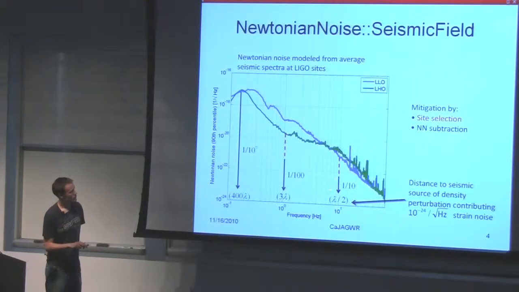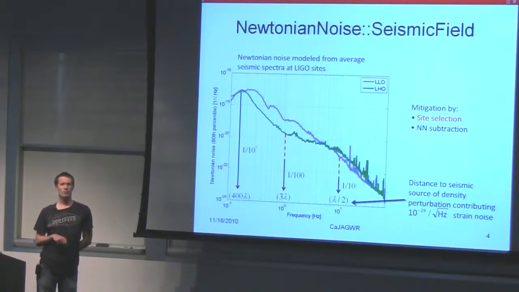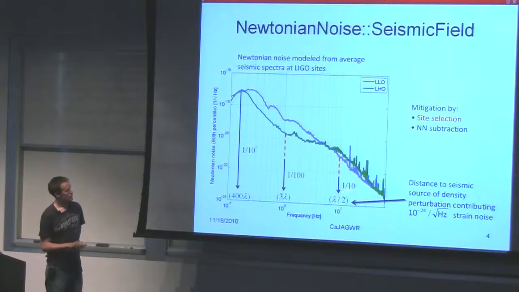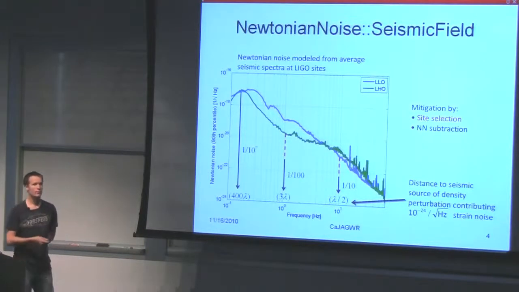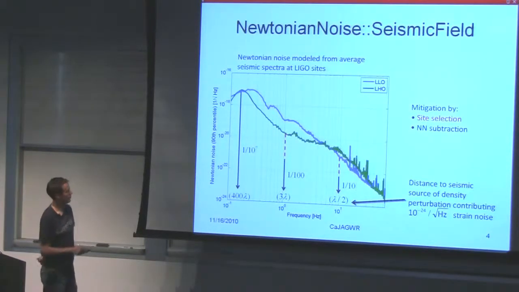If you want to subtract 90% of the Newtonian noise, then you have to consider a volume, like a sphere around your test mass, which has a radius of lambda half, where lambda is the seismic wavelength. So at 10 Hertz, this could be like 200 meters for body waves, or as small as 10 meters for example for surface waves, which are the relevant waves for Advanced LIGO. So fairly small if you want to do this.